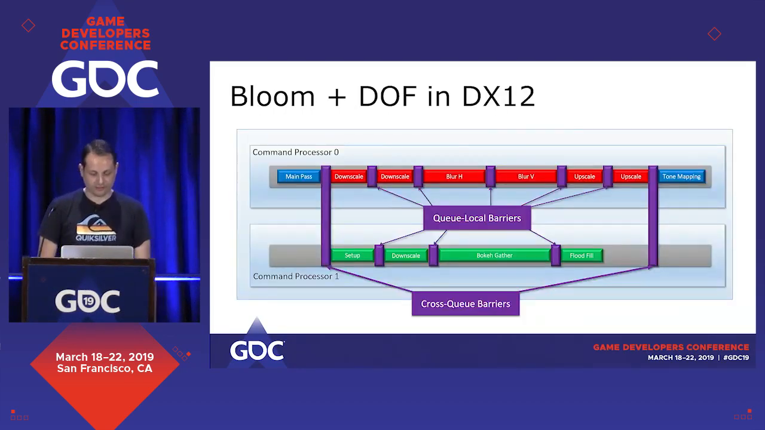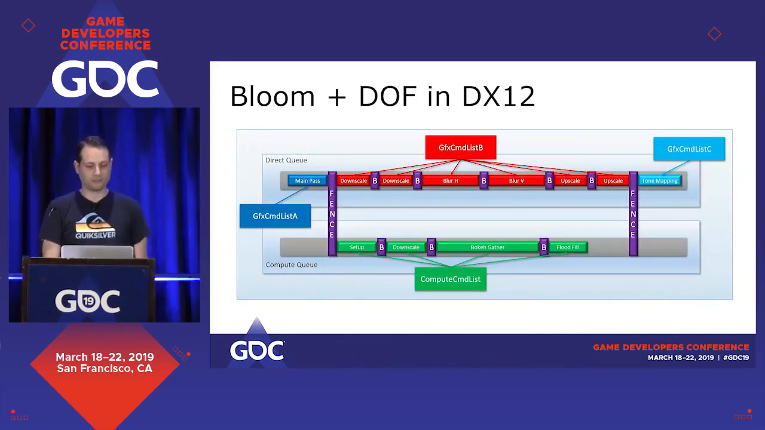So if we take our earlier example of the bloom and depth of field and map it into DX12 language, we get something like this. We've got a direct command queue and a compute command queue. On our direct queue, we'll do our main pass, because that's all graphics stuff, and that's going to be one graphics command list. We'll have another command list to run on the direct queue that does our bloom, and finally the tone mapping is its own separate command list. Meanwhile, we're going to map our depth of field to a compute command list, so these will all be dispatches, since the compute queue can only do compute operations.